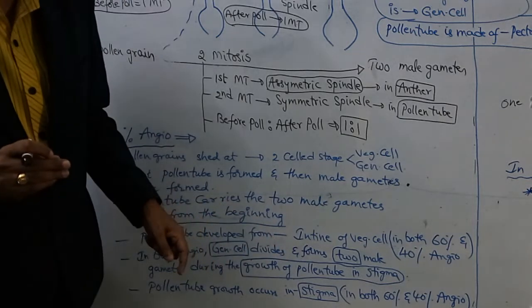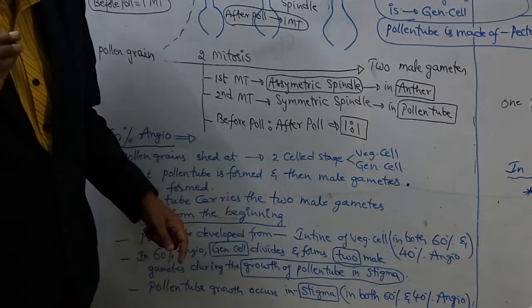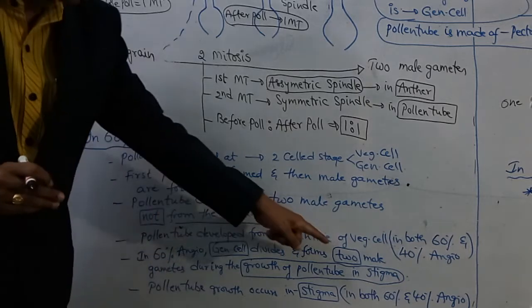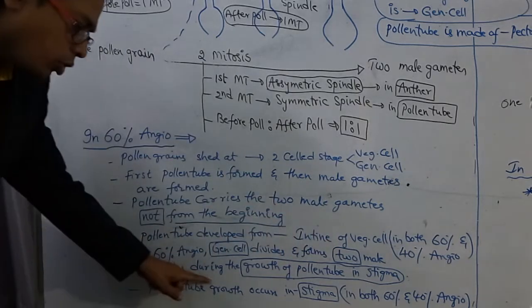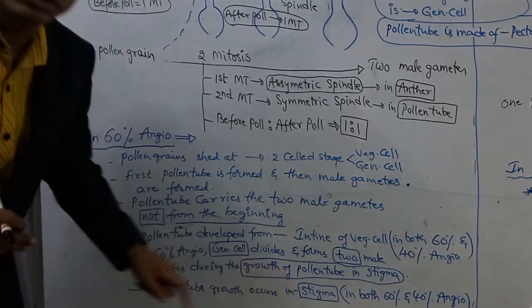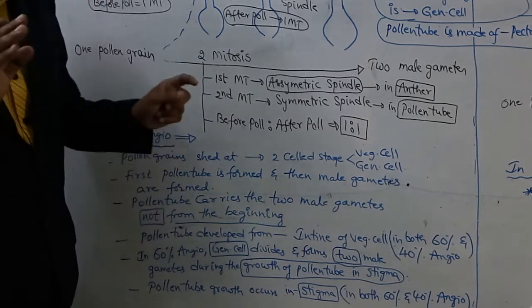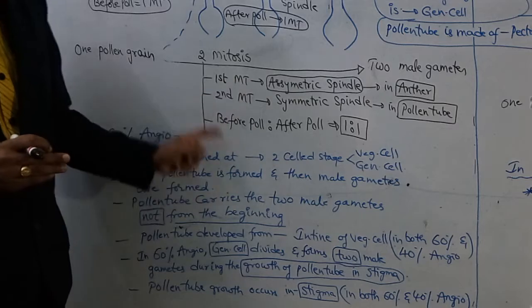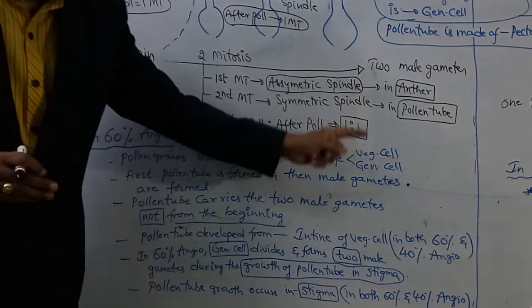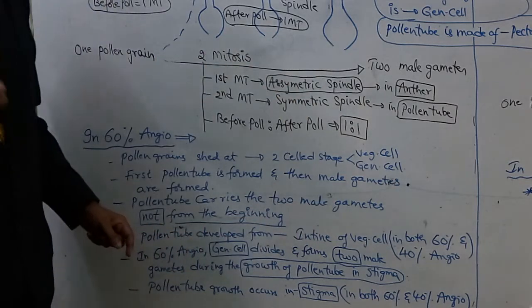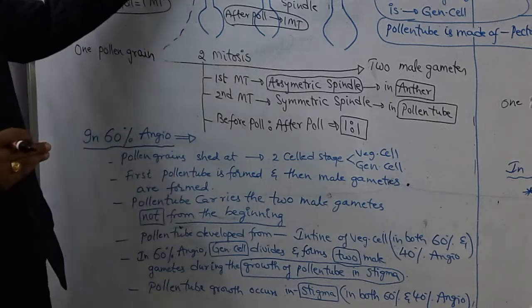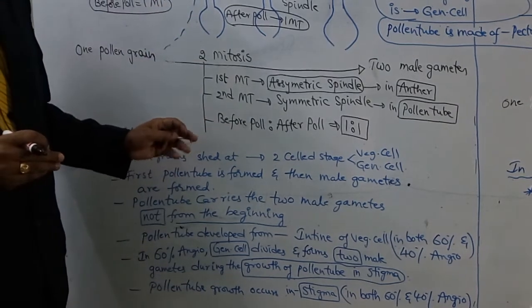That is, growth of pollen tube occurs in which part of the flower? Stigma. Pollen tube growth occurs in stigma. That is, in both 60% of angiosperms and 40% of angiosperms. Try to recall all those points. My dear students, please note down all these points.